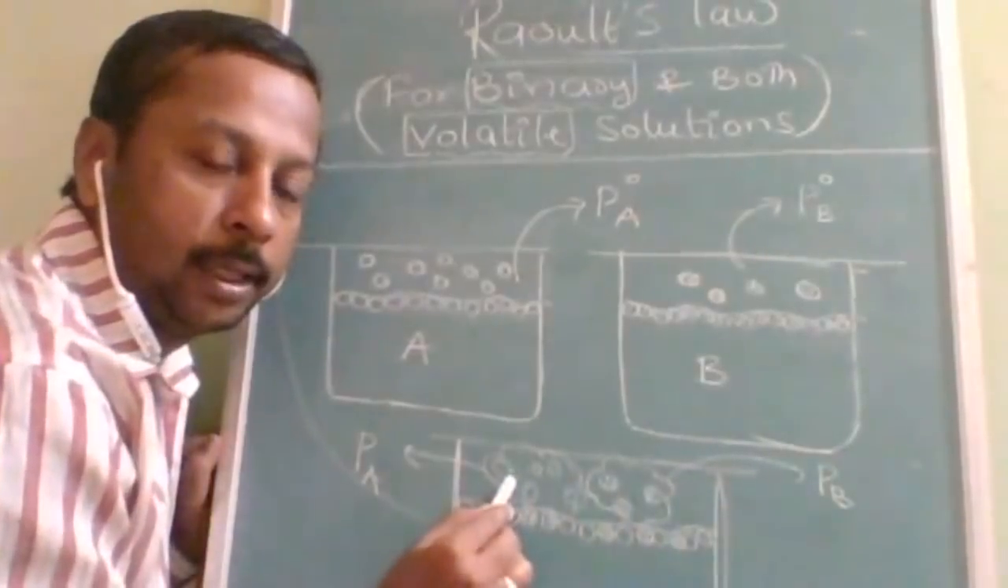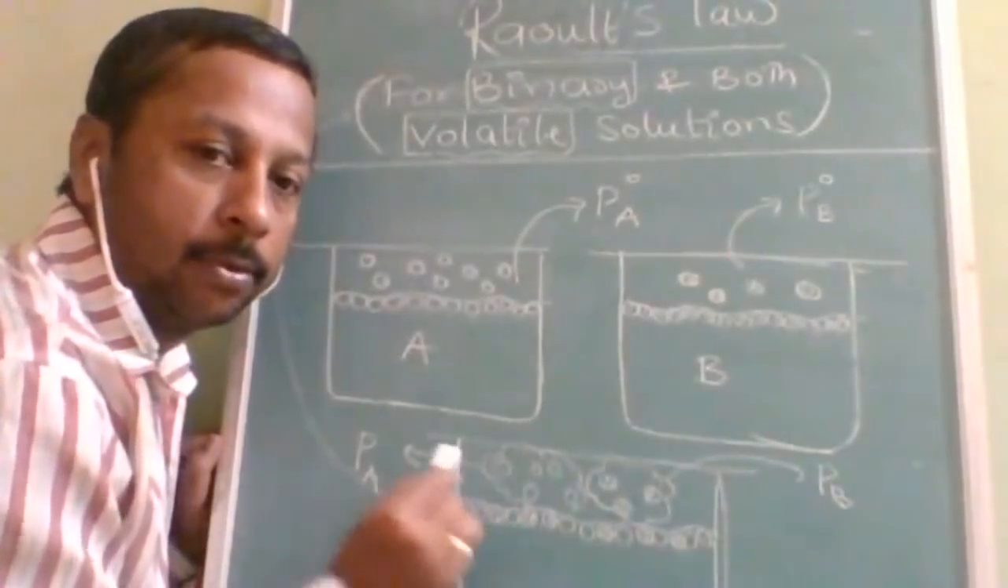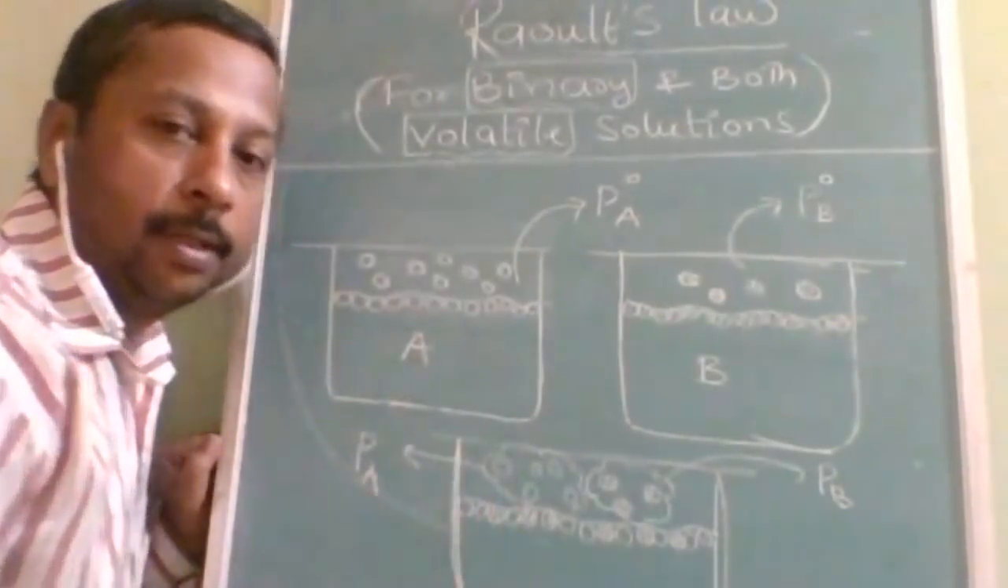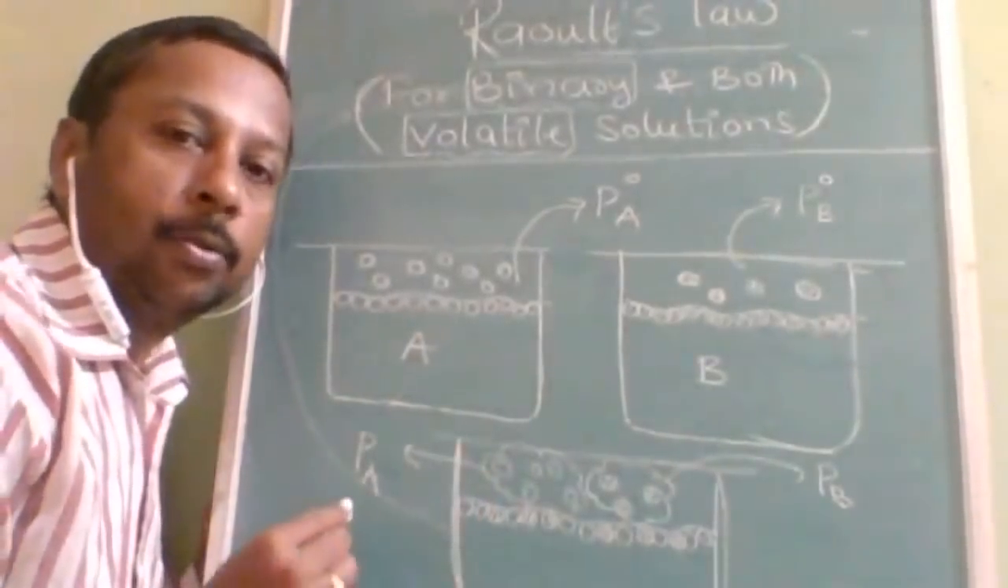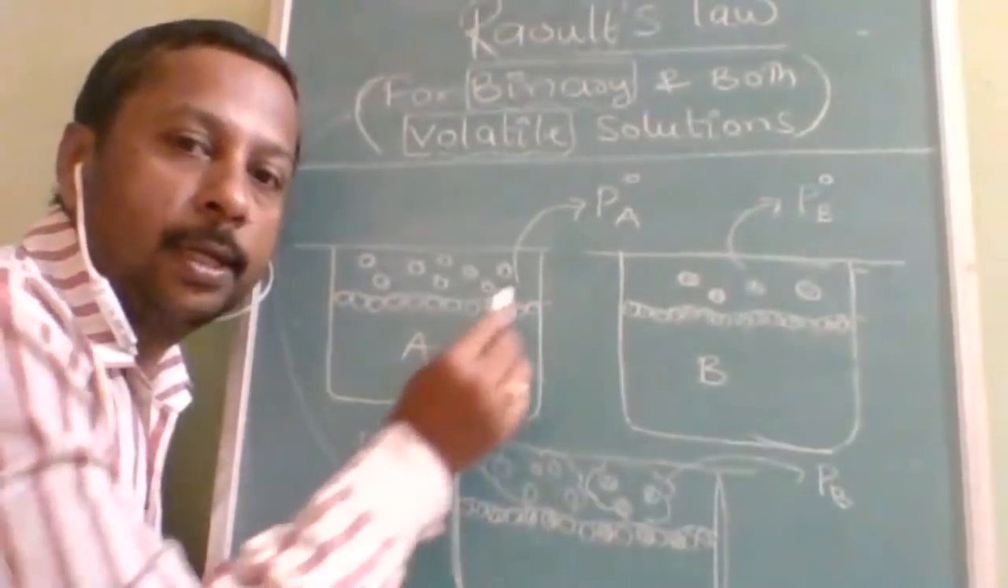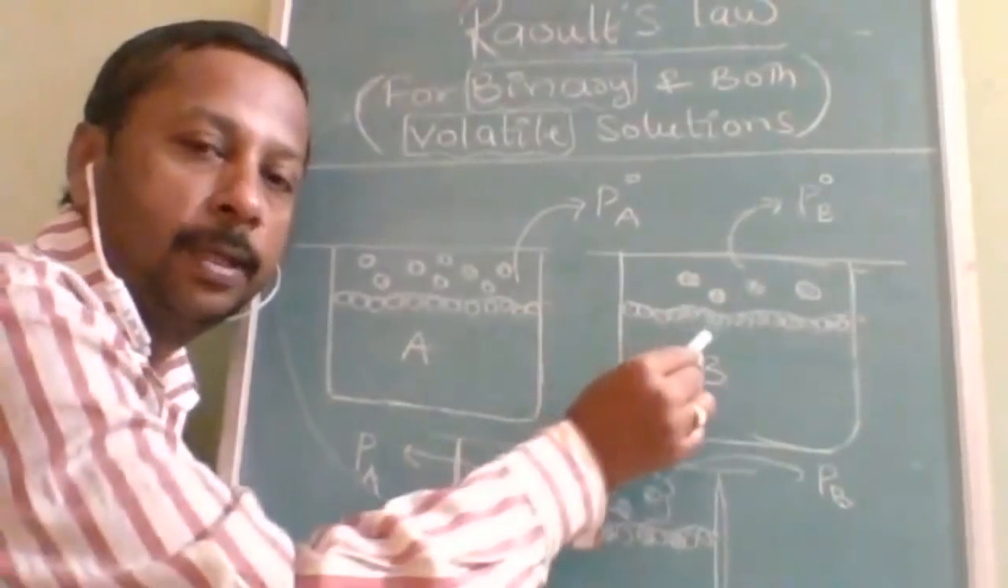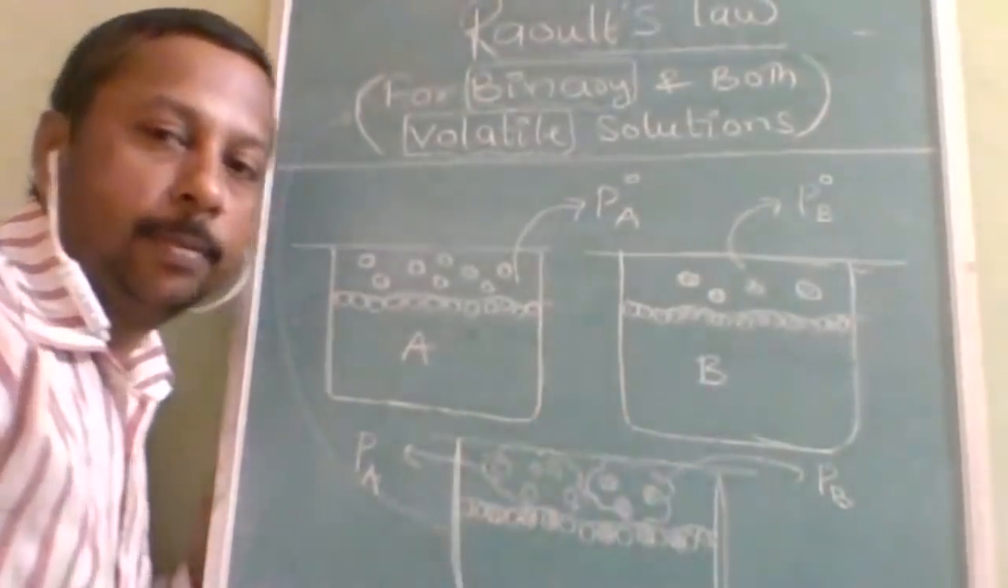Even though I'm counting it as a molecule pressure only, it is still written as P naught A. The difference between P naught A and PA is now understood, I think. Before mixing, in the pure state, it is P naught A. After mixing, it is PA. Before mixing P naught B, after mixing PB.